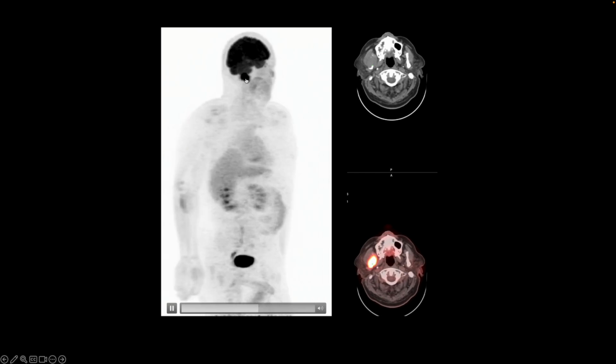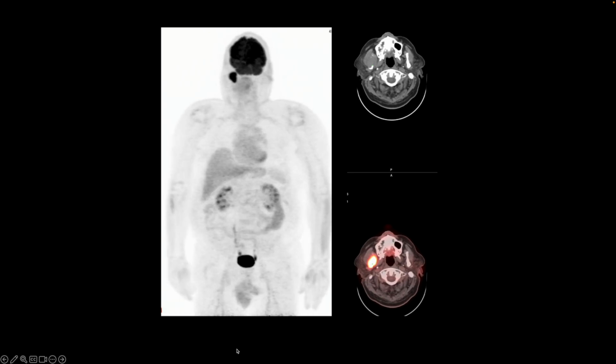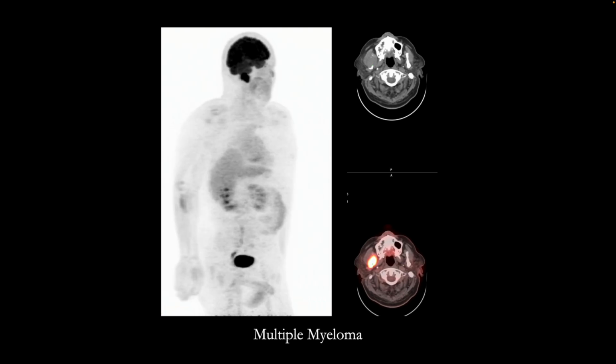And so that's the only lesion that shows focal hypermetabolism, and there is no other multiple myeloma related lesion in their whole body. So that's an indication for doing a whole body FDG PET CT to look for additional lesions or whole body staging of multiple myeloma.